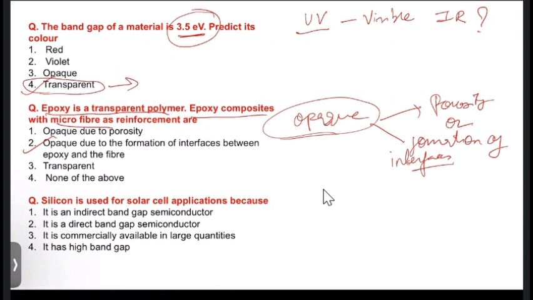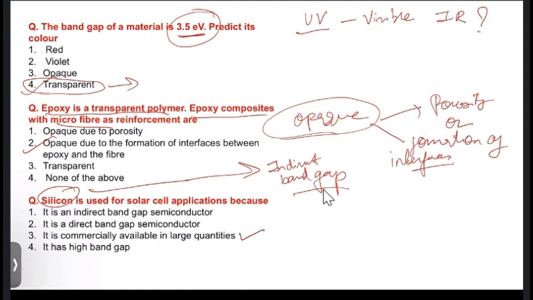Correct answer is, first tell me what is it. Is silicon an indirect bandgap or a direct bandgap? It is indirect. Okay. But this does not solve our question. The question is asking, what is the purpose of using it? The purpose of using it is that it is commercially available in large quantities.